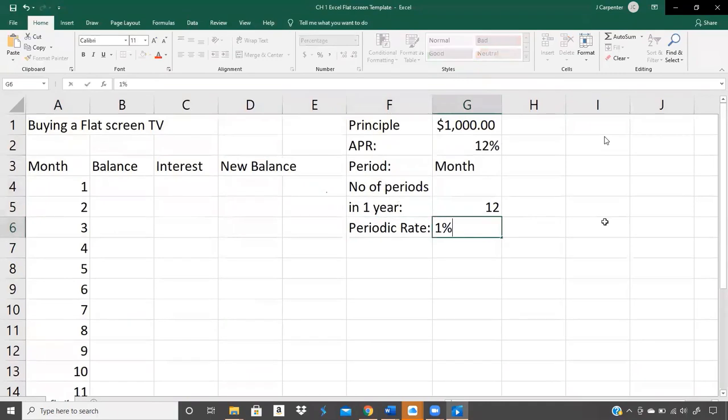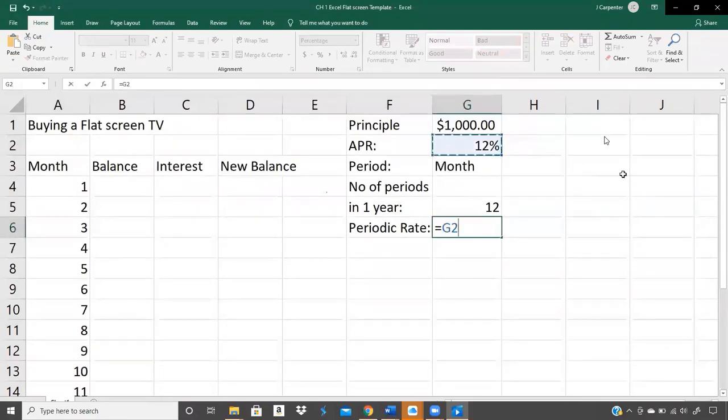So some people might just type out 1%. And that's actually what I had originally, but what I want to show this as is a formula, so that way I could change the APR and the periodic rate would change with it. So we take the APR and we divide it by the number of periods. So I need to divide these two cells. So if I want Excel to do the math, we go equals, and then I'm going to take the cell G2. I can click or type it.